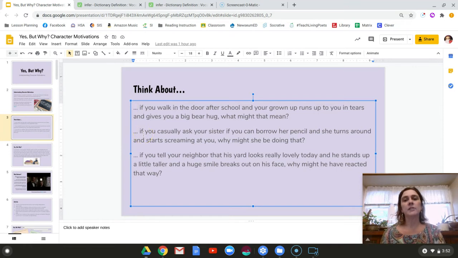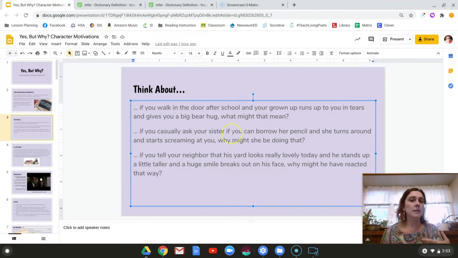If you casually ask your sister if you can borrow her pencil and she turns around and starts screaming at you, why might she be doing that? Okay, so how old is your sister? If she's like in the 8th grade and she's going through all those 8th grade girl things, 8th grade girls can be kind of extra. Maybe she's just upset all the time. And there's something else that upset her. She got some social media post that made her upset, or somebody's bullying her and she's just in a bad mood and she's taking it out on you.